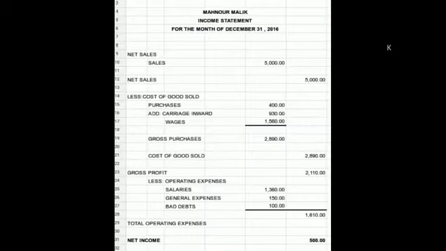And financial statement consists of income statement, statement of changes in owner's equity, and balance sheet. But we will proceed to income statement first. So our company name is Manuel Malit, and this is our income statement for the month of December 31, 2016. So our net sales. So our sales is 5,000, but we don't have any sales discount and sales return and allowances. Let's just forward our sales.